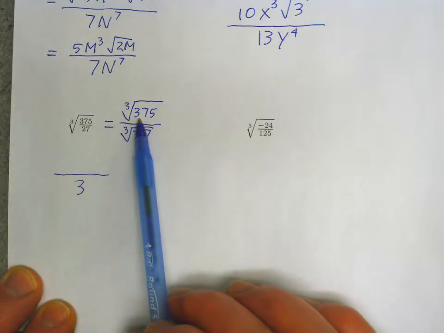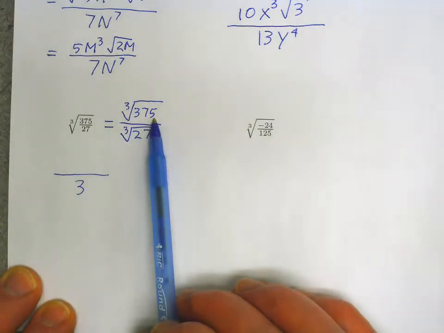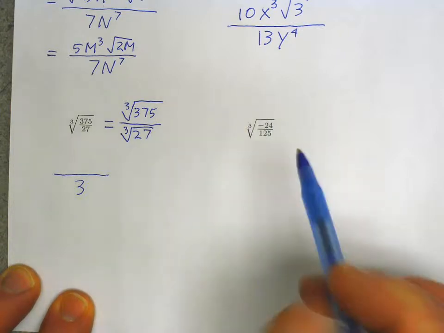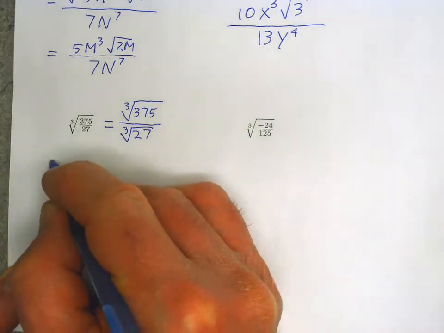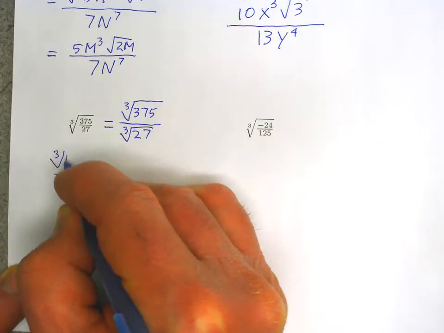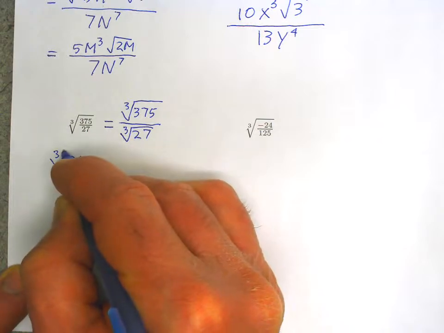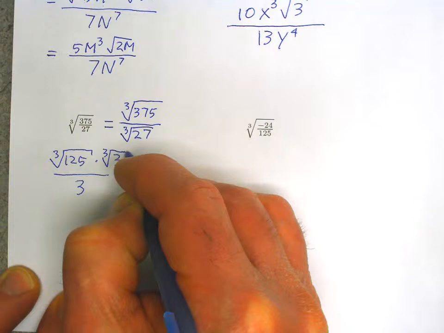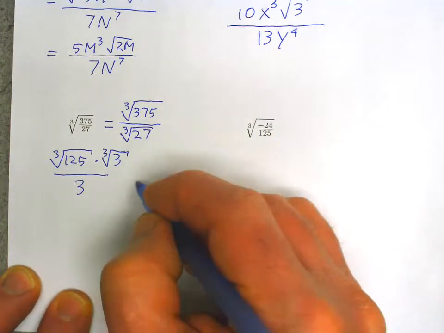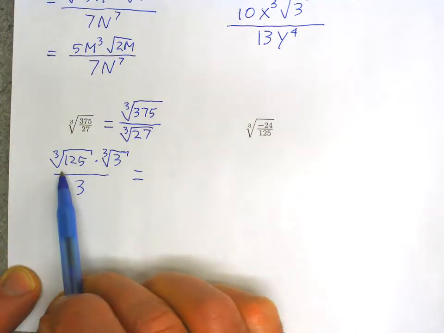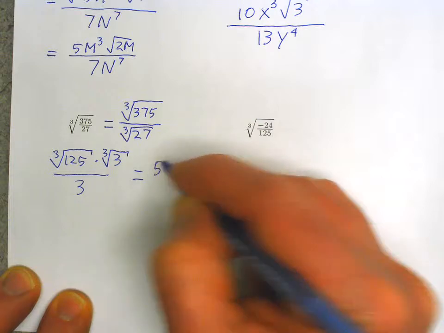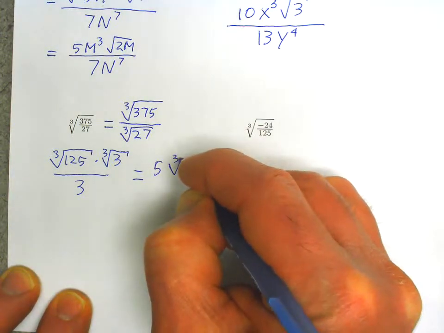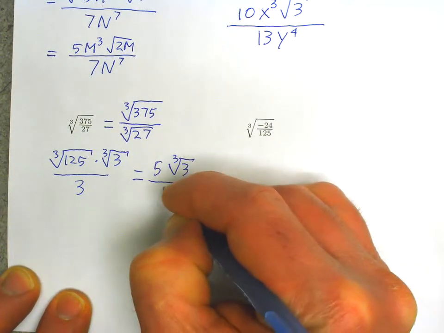The largest factor of 375 that's a perfect cube is 125. So we'll rewrite the numerator as the cube root of 125 times the cube root of 3. And then the final result, the cube root of 125 is 5, so 5 times the cube root of 3, all divided by 3.